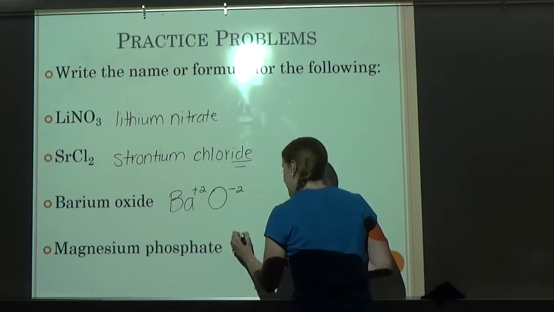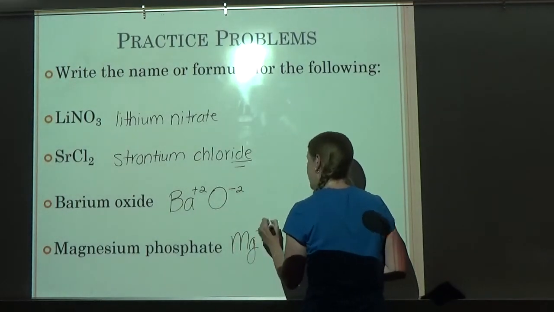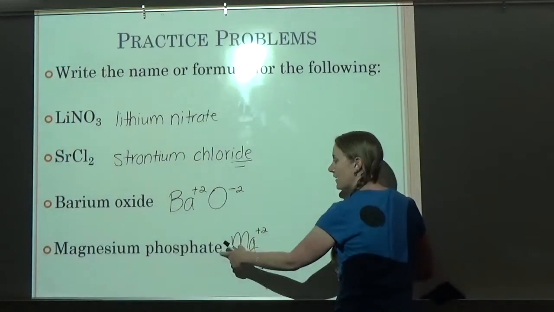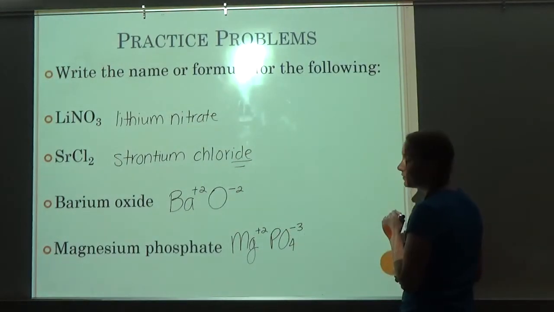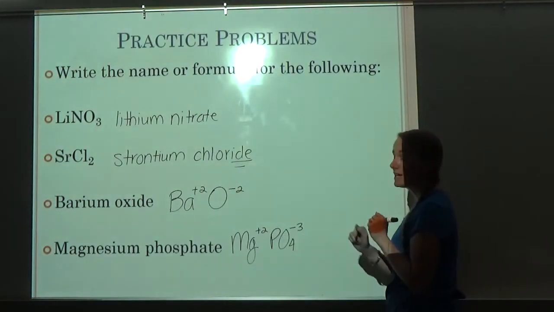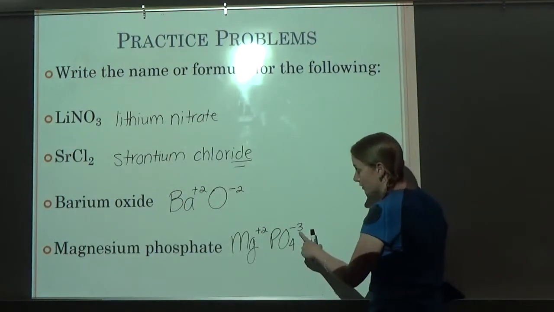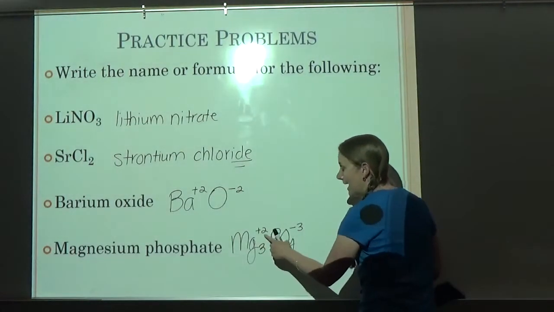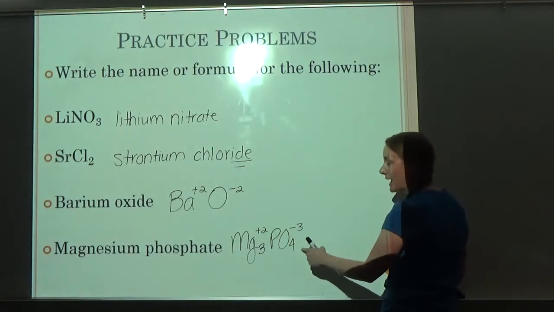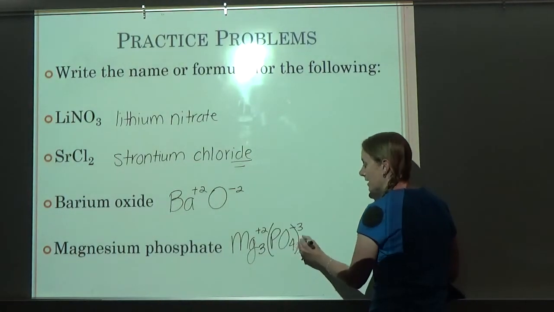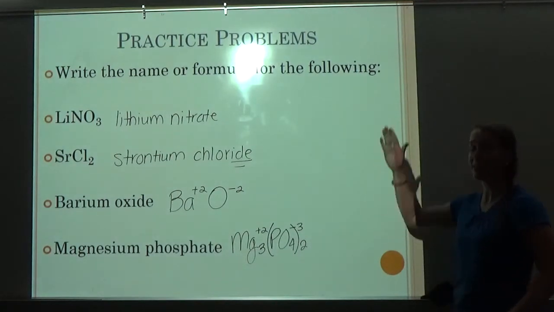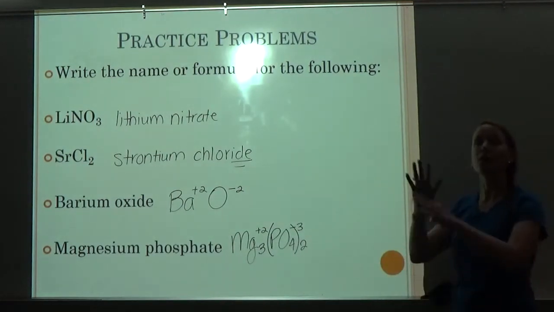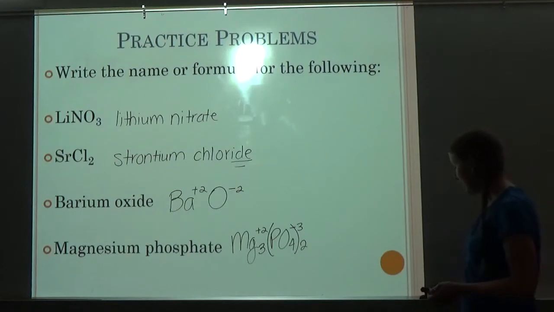And last one, magnesium phosphate. Magnesium is Mg. It's in group 2, so it has a positive 2 charge. Phosphate is on your polyatomic ion sheet. It's PO4 with a negative 3 charge. Positive 2 and negative 3 don't cancel, so I need to cross my 3 down, and I need to cross my 2 down. However, this is a polyatomic ion, so I need to put it in parentheses. Alright, so like I said, everything right here sums up what we did in section 9.1.